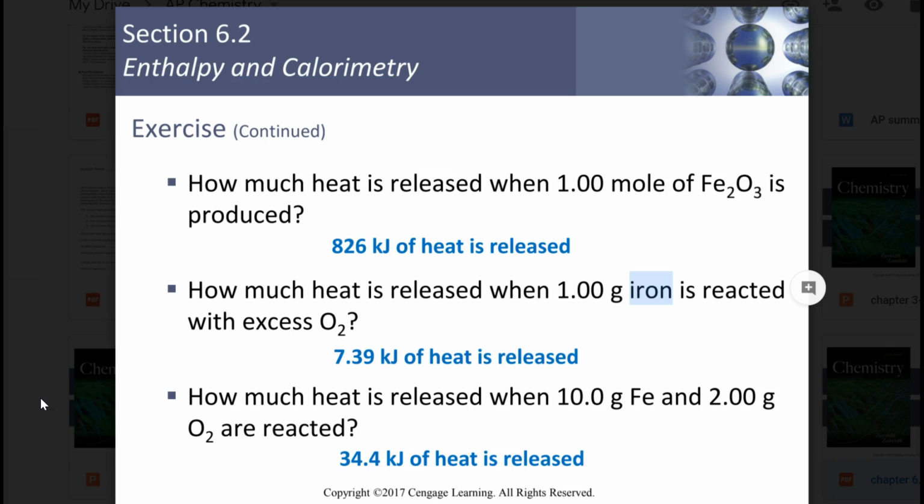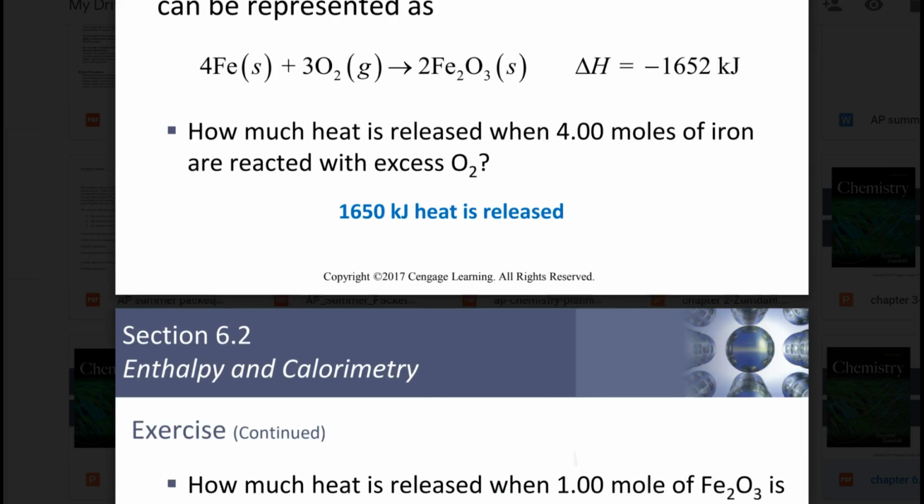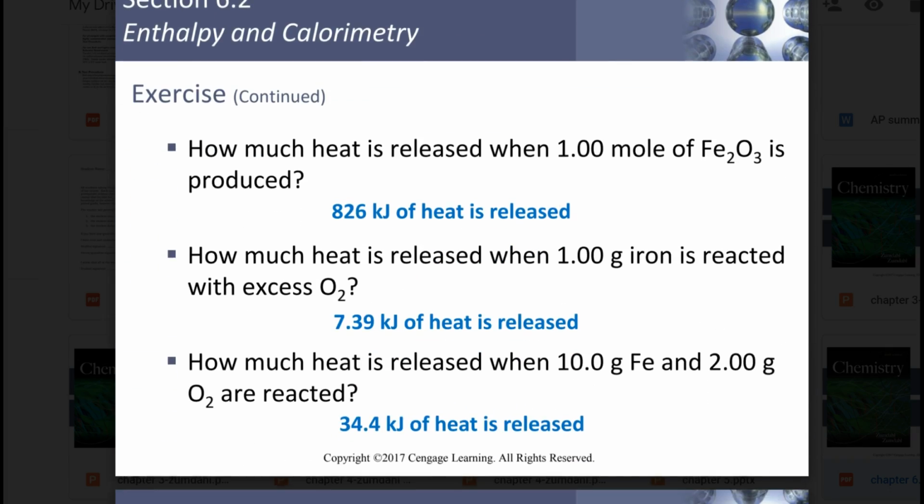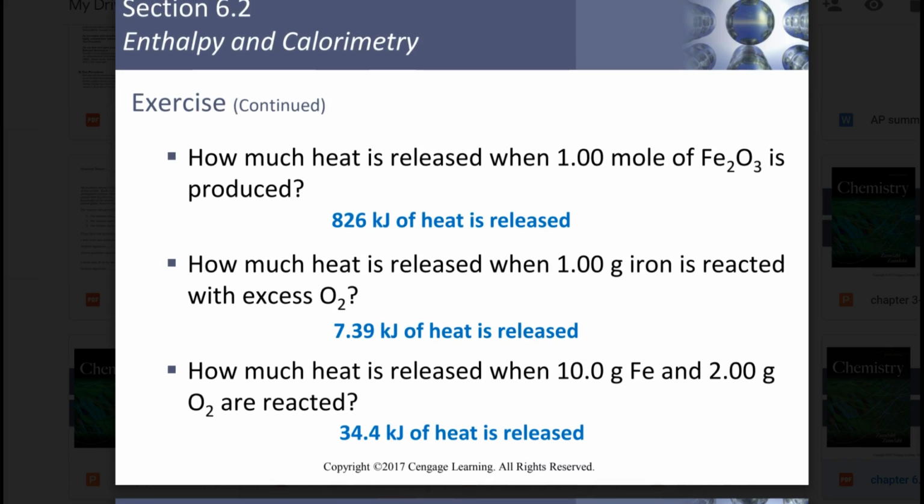Now, the 1650 that you saw here, let's go back for 1 sec. The 1650 here is for how many moles of O2? 3 O2s, right? So per mole, I only have like 500. So what am I going to do? Well, I'm going to take the 1652 and say that it's per 3 moles. And I just need it for 0.0625 moles.